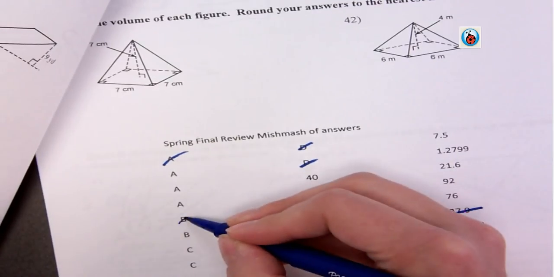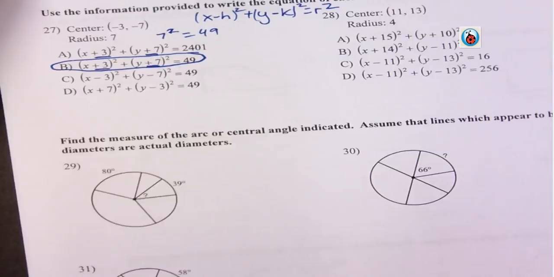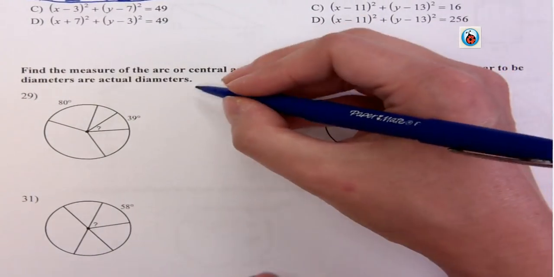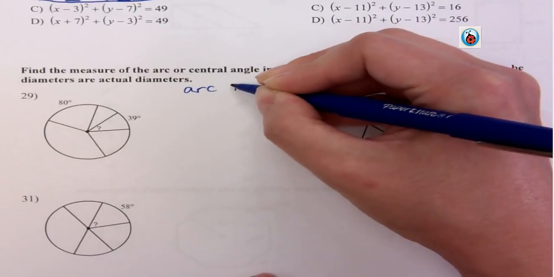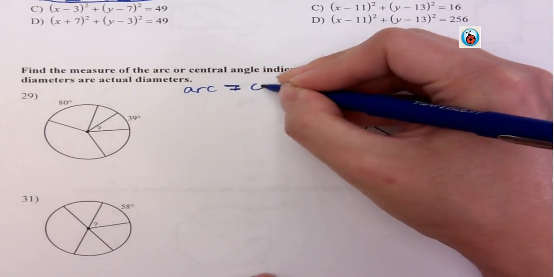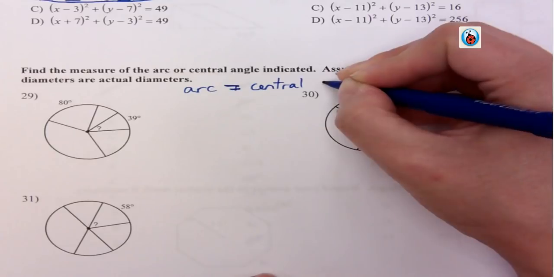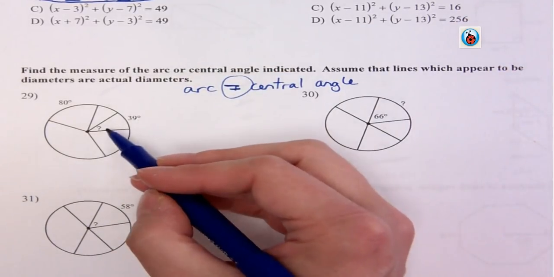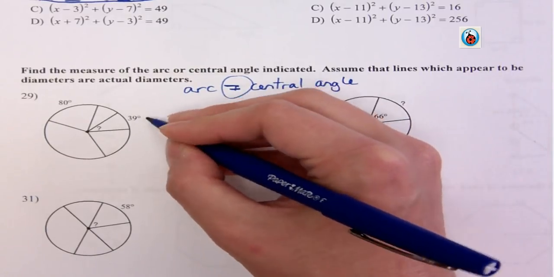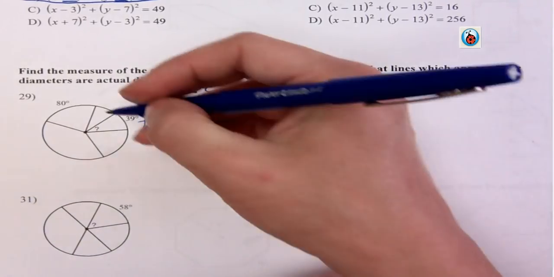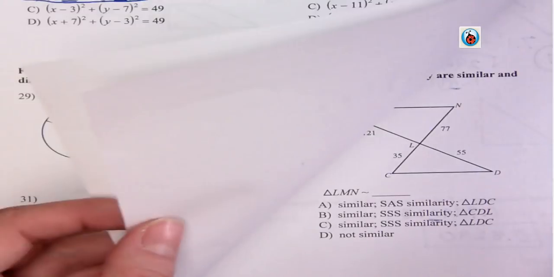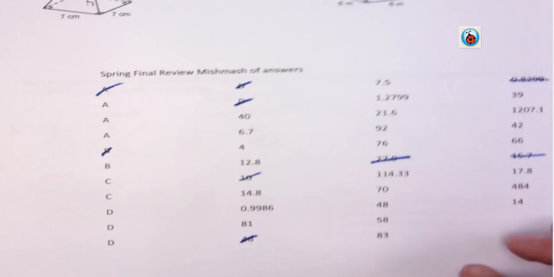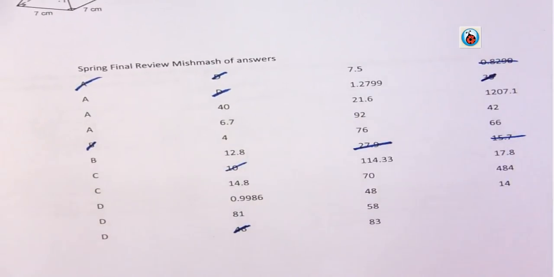And so I can cross off one of my Bs. Okay, the next one, the rule is the arc equals the central angle. Our rule is equals, so if this is 39, this is 39. Nice and easy. We don't need the 80 for this problem. They just equal each other. And so I can find my 39 and cross it off.